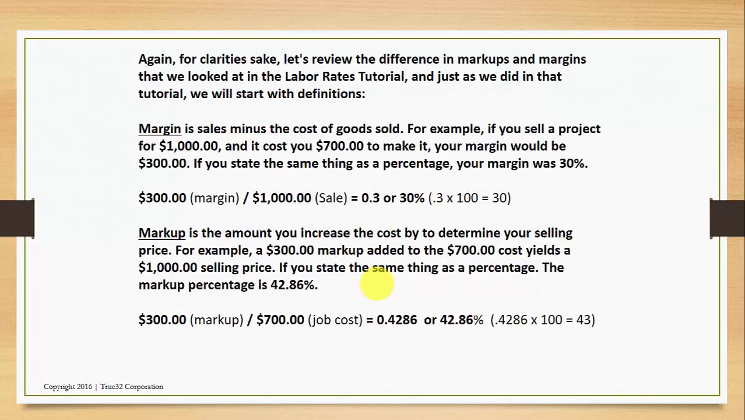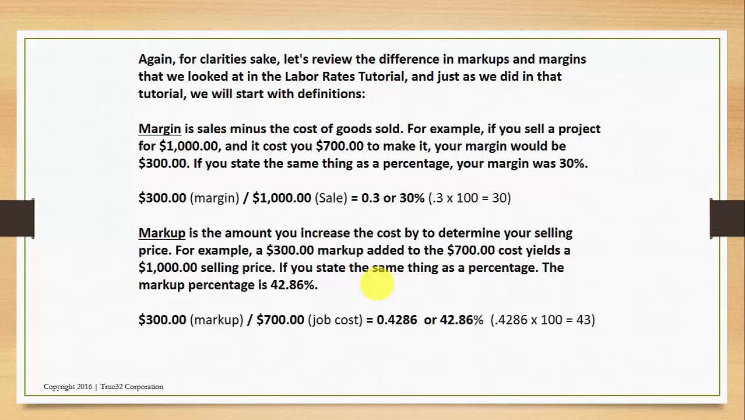Again, for clarity's sake, let's review the difference in markups and margins that we looked at in the labor rates tutorial. And just as we did in that tutorial, we will start with definitions. Margin is sales minus the cost of goods sold. For example, if you sell a project for $1,000 and it cost you $700 to make it, your margin would be $300. If you state the same thing as a percentage, your margin was 30%. So the math looks like this: $300, your margin, divided by $1,000, the sale, equals 0.3 or 30%.